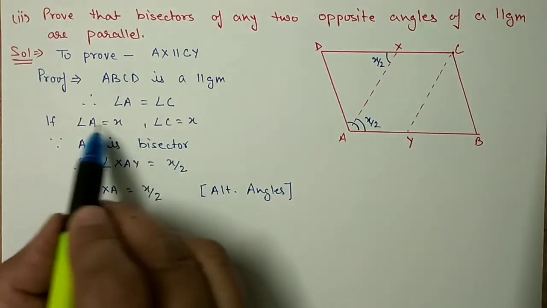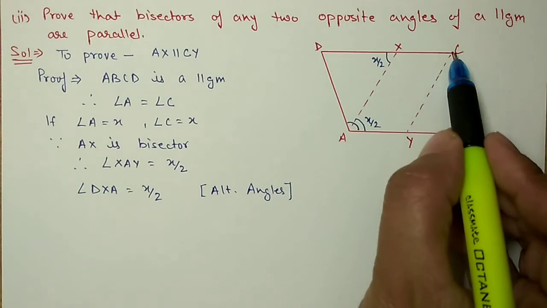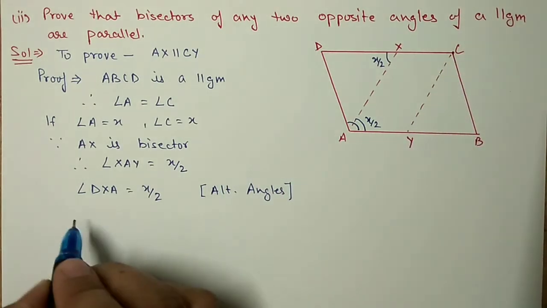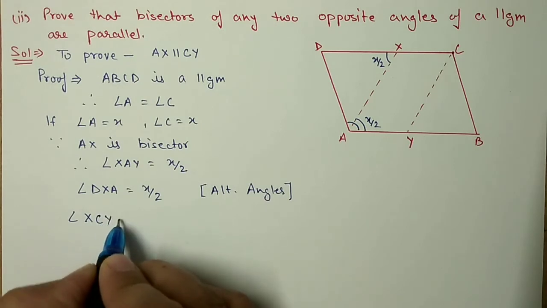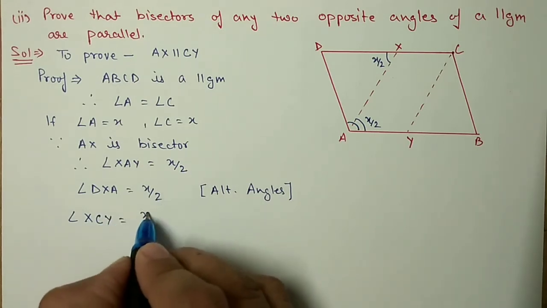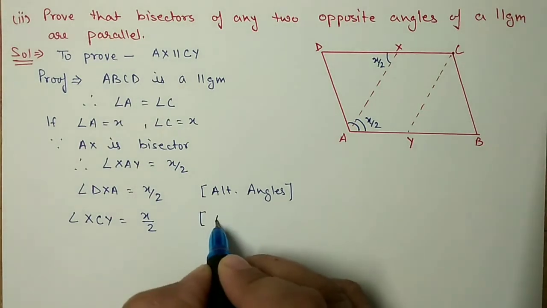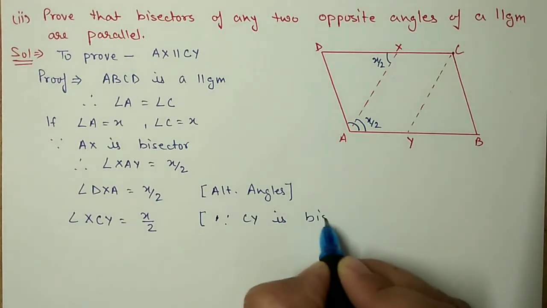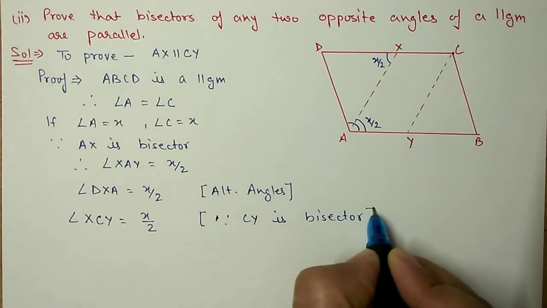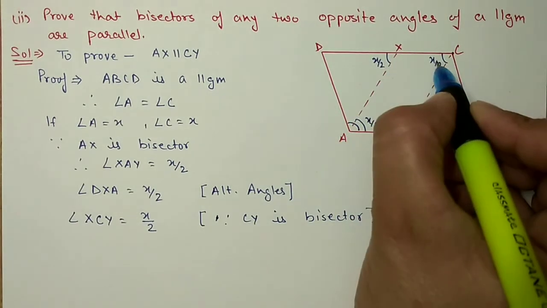Now because A and C are equal, this one also will be x, and half of this angle also will be x. So we can say angle XCY is equal to x by 2, half of, or we can write, because CY is the bisector, this angle is also x by 2, this angle also x by 2.